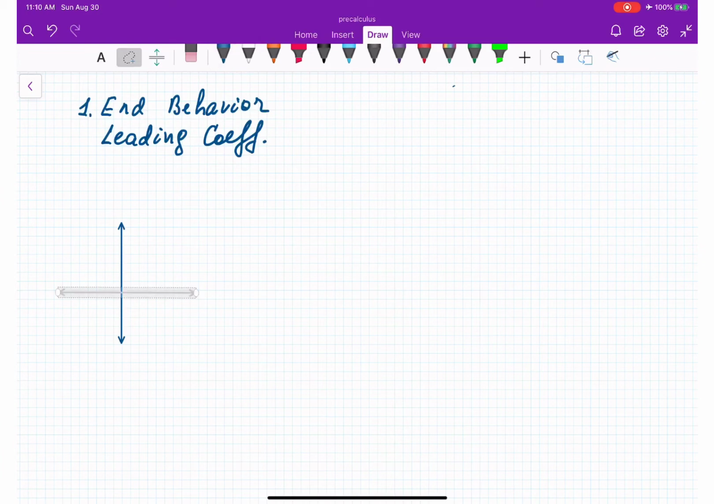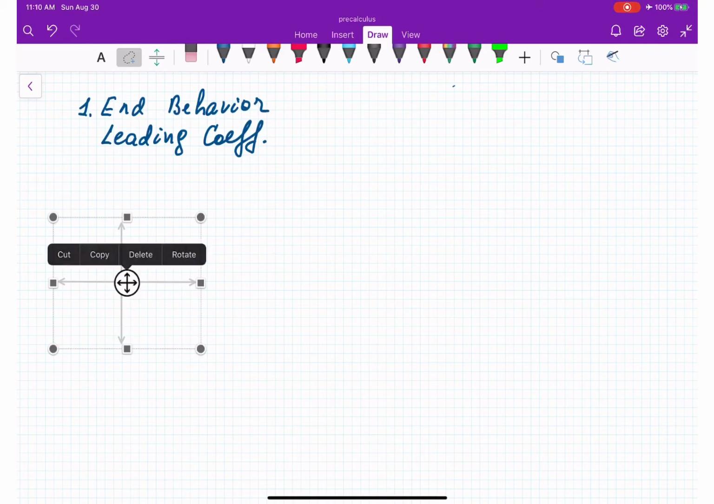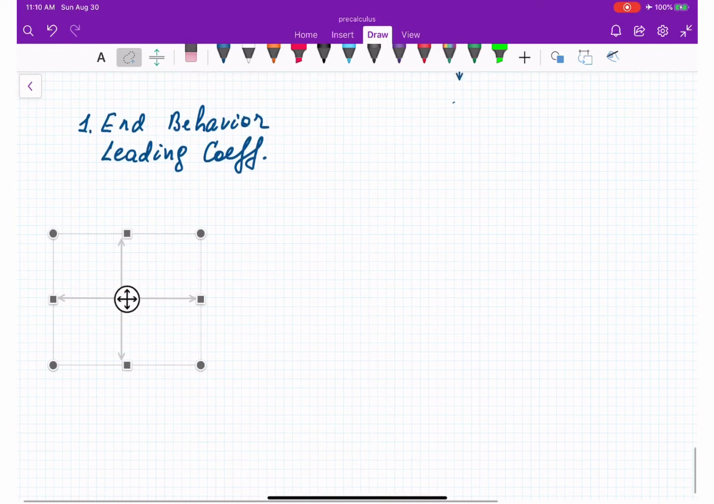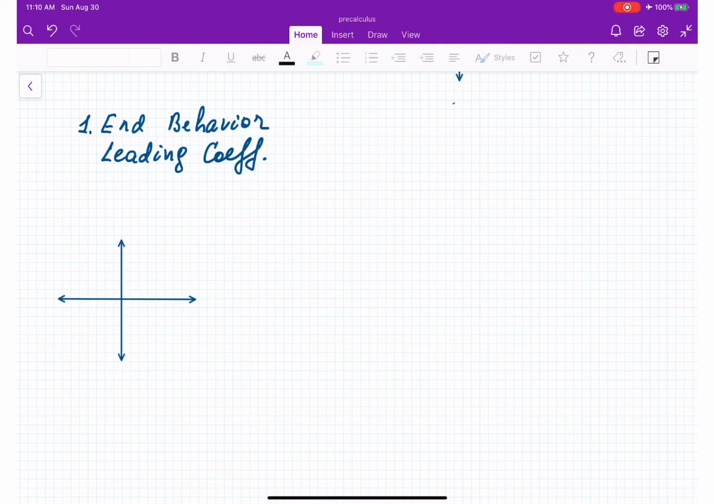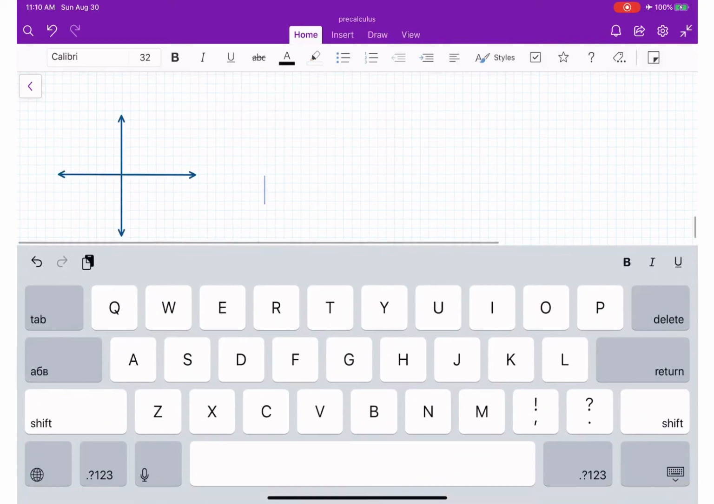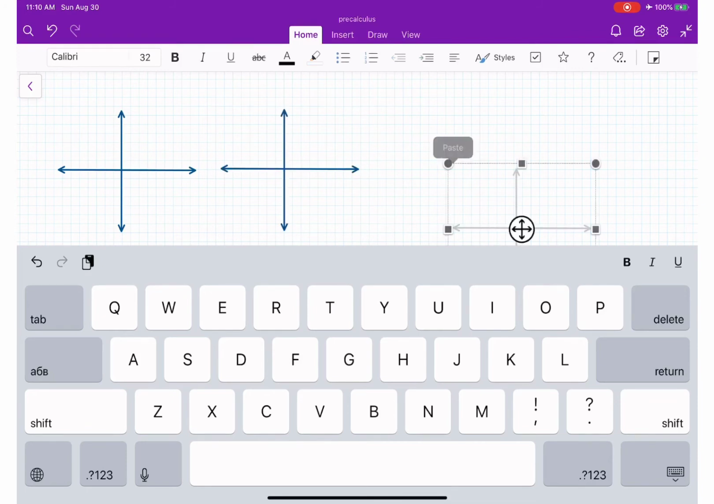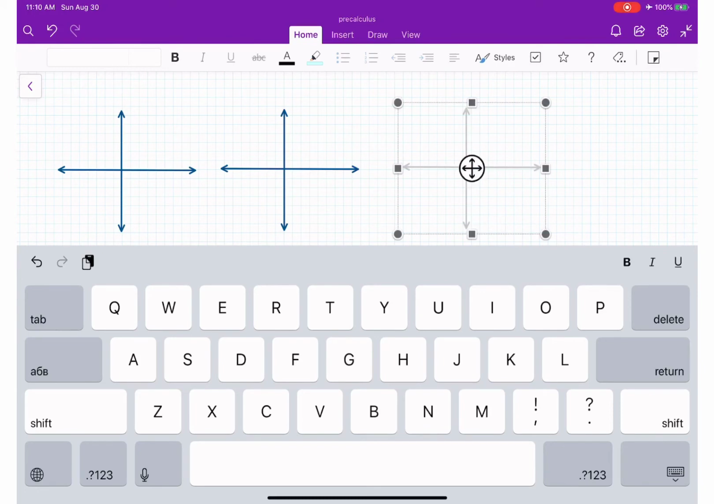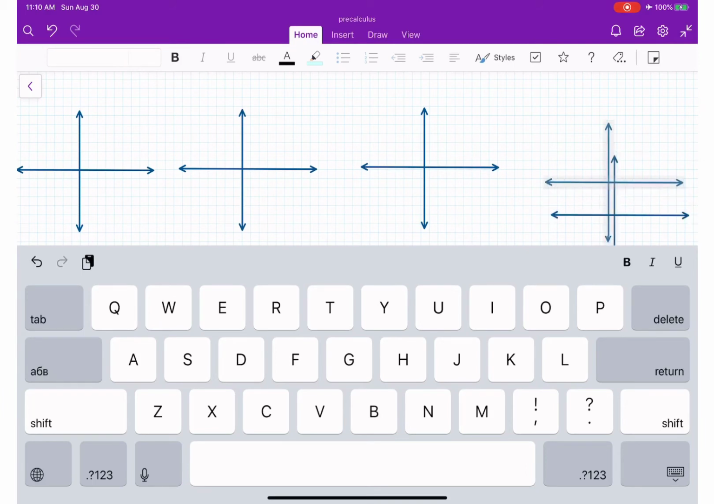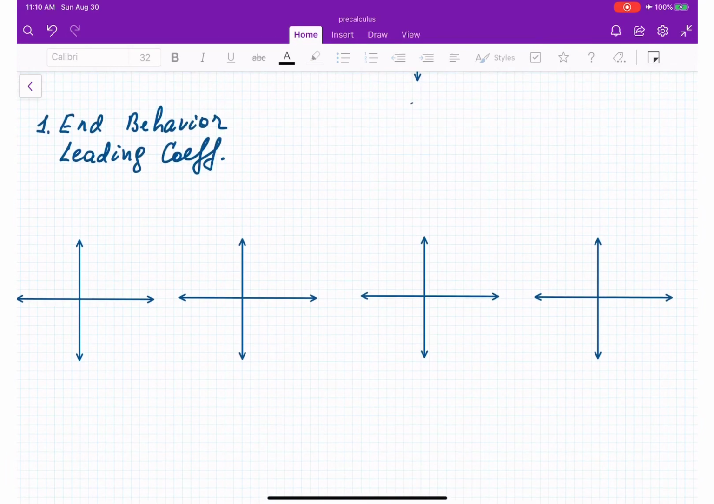Okay. Let me see if I can copy paste. It would be easier instead of doing it 100 times. Paste. Okay, it worked. Another one. Paste. Much better. One more. Perfect. We have it.